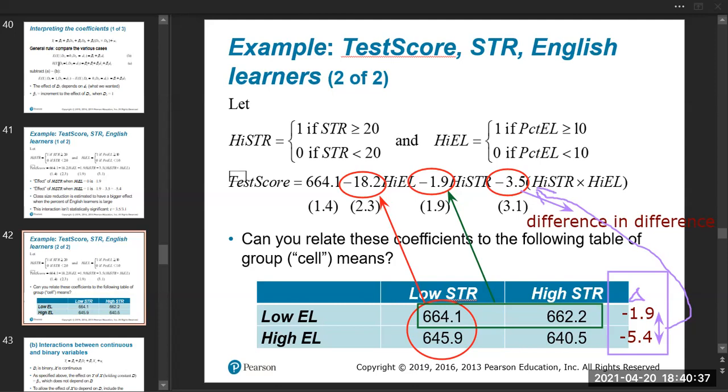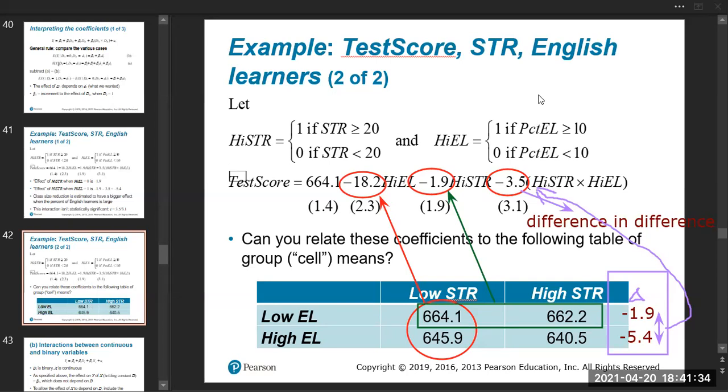So this is how we model an interaction model between two binary variables. We have D1, D2, and D1 times D2. So the coefficient of D1 is the effect of D1 when D2 equals 0. And beta 2 is the effect of D2 on Y when D1 equals 0. And the last thing, beta 3, is the difference in difference. It's the difference in two groups and then take the difference between them. So you have minus 3.5, that is the interaction term, that is the difference in difference.